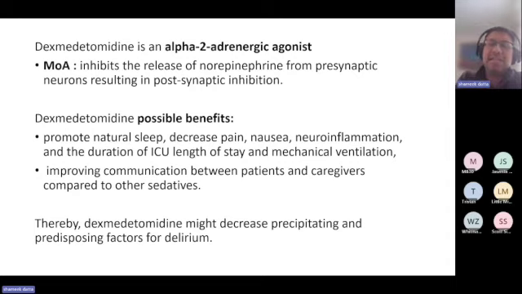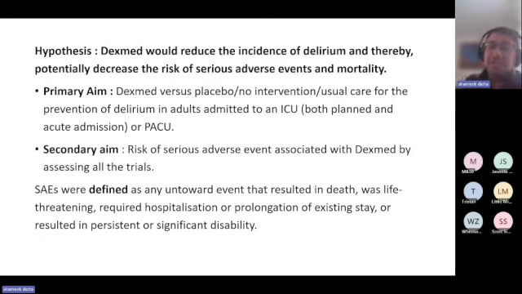it can be said that dexmedetomidine may decrease precipitating and predisposing factors for delirium, which is the hypothesis for this paper. So they hypothesize that Dexmed would reduce the incidence of delirium and thereby potentially decrease the risk of serious adverse events and mortality. The primary aim was to compare Dexmed versus placebo, no intervention or usual care for the prevention of delirium in adults admitted to intensive care, both planned and unplanned.